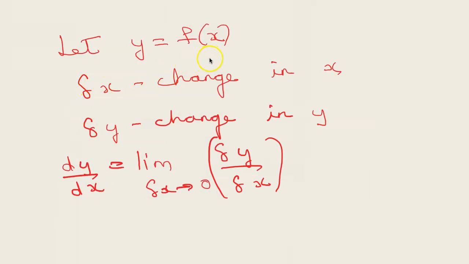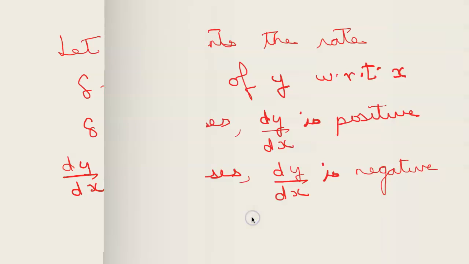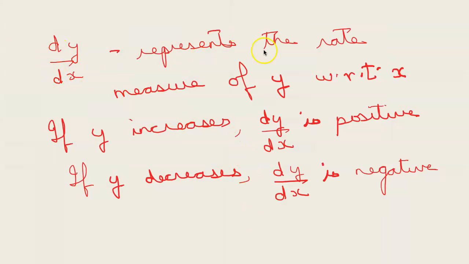So if y equals f(x) and delta x is the change in x, then delta y will be the change in y. So dy by dx is defined as the limit as delta x tends to 0 of delta y by delta x. Here dy by dx represents the rate measure of y with respect to x. If y increases, dy by dx is positive. If y decreases, dy by dx is negative.